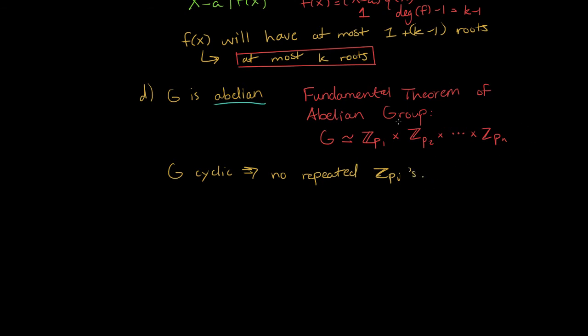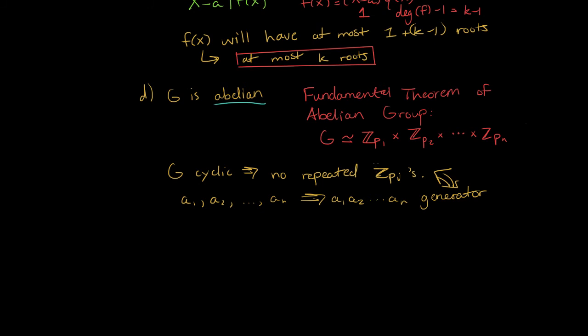If there's a single repeated Z_{p_i}, then the group can't be cyclic, because there will be some sense of repeating too early. If there are no repeated Z_{p_i}, then we can take a product of all the generators: find some generator a_1 for Z_{p_1}, some generator a_2 for Z_{p_2}, and go all the way on to a_n. If we take their product, a_1 a_2 ... a_n, this will generate our group. So this is a generator of the whole group, which would prove that it's cyclic, if and only if there are no repeated Z_{p_i}.